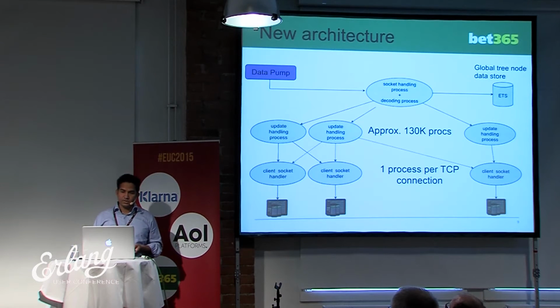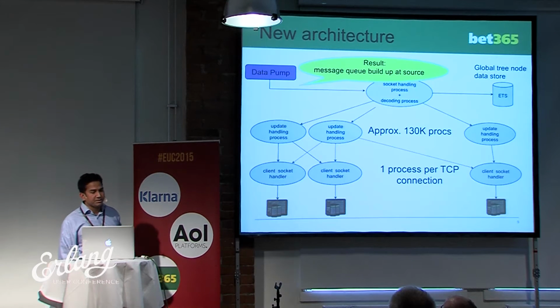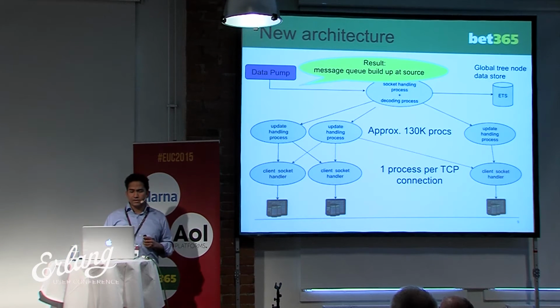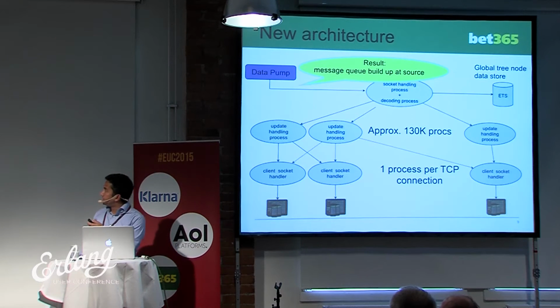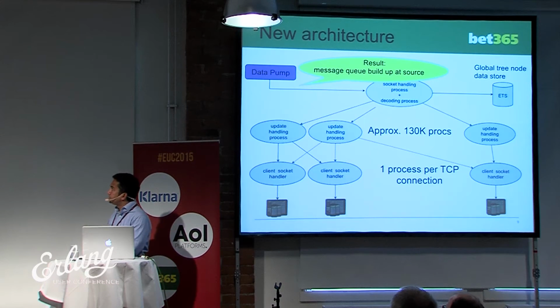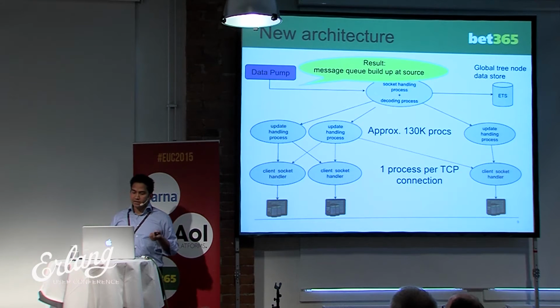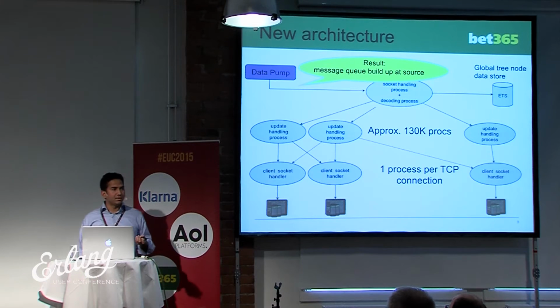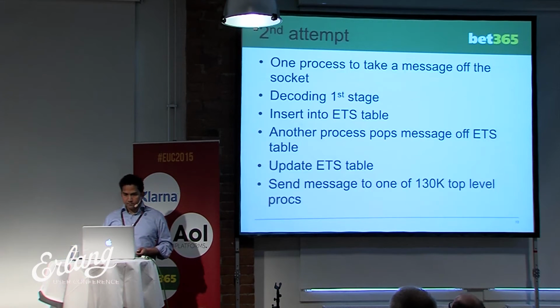So the first attempt actually sort of worked well, but the problem was the message queue was building up at source because that single process which is taking messages off the socket couldn't decode it fast enough, do everything that it was supposed to. It was heavily loaded. It didn't cause instability in the system because you have active once on the socket, which means you won't get overloaded, but it just means you're really slow and you're not keeping up. So we just slightly tweaked it in the second attempt.